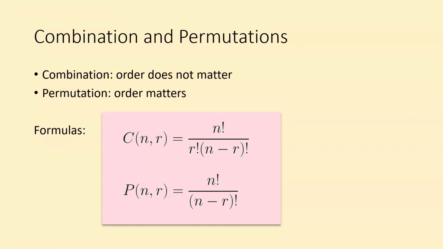Now we're going to talk about combinations and permutations. Difference between a combination and a permutation. A combination, the order does not matter. A permutation, the order does matter. So, and here are your formulas. This is for combination. And this is for permutation.